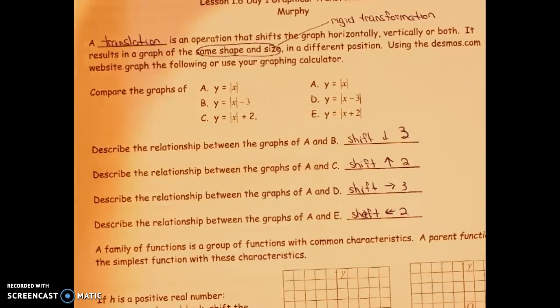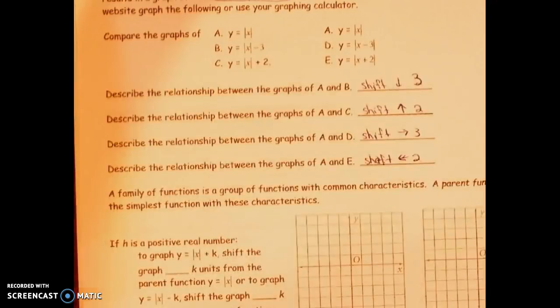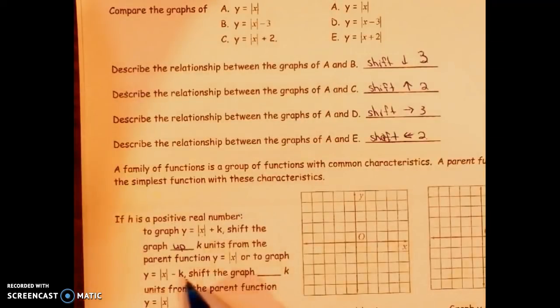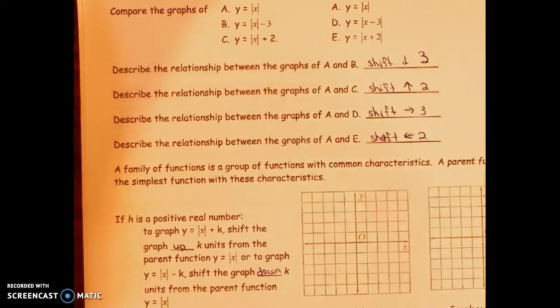And you probably might already start recalling then what changes in the equation to have an effect on the graph. So if you look at the first one, when we have y equals absolute value of x plus k, we shifted the graph up k units from the parent function. When we had absolute value of x minus k, we shifted down k units from the parent function.